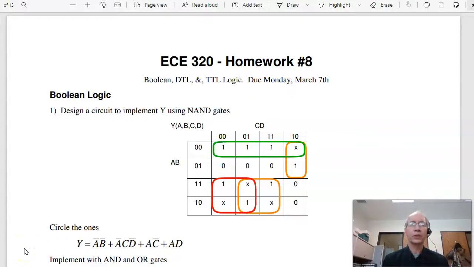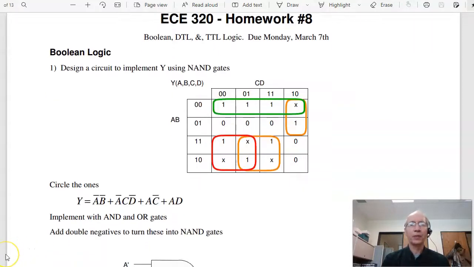Welcome to Solutions to Homework Set number 8 for ECE 320. The first problem is implement the following logic using NAND gates.